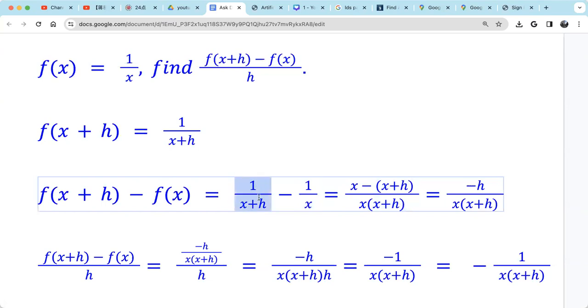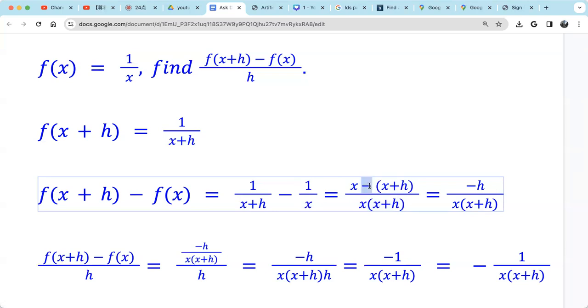For the first expression, we multiply by 1, and this one is x over x. So 1 times x is x. The numerator will get x, and the denominator will get x times x plus h. And the second term, we need to multiply by 1, and this one is x plus h divided by itself. So the denominator becomes x times x plus h, and the numerator becomes x plus h.